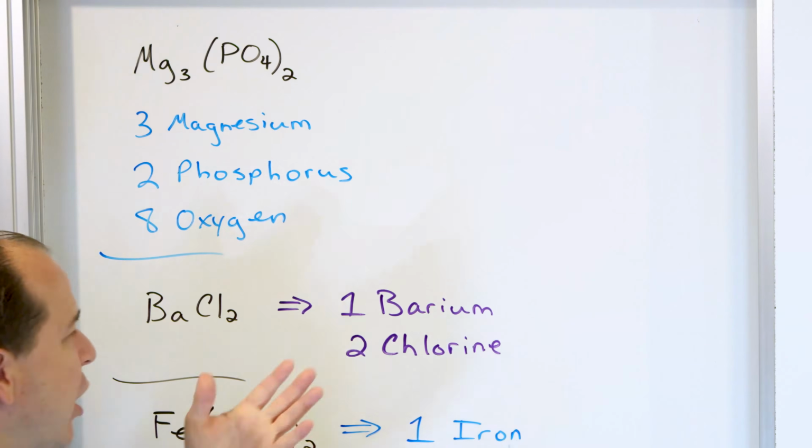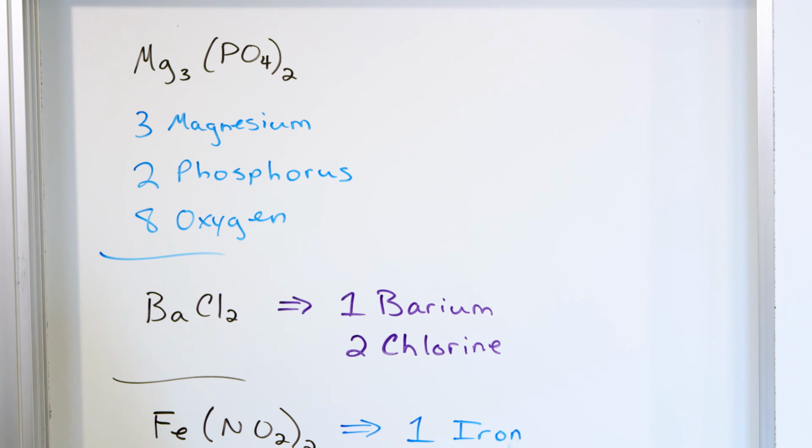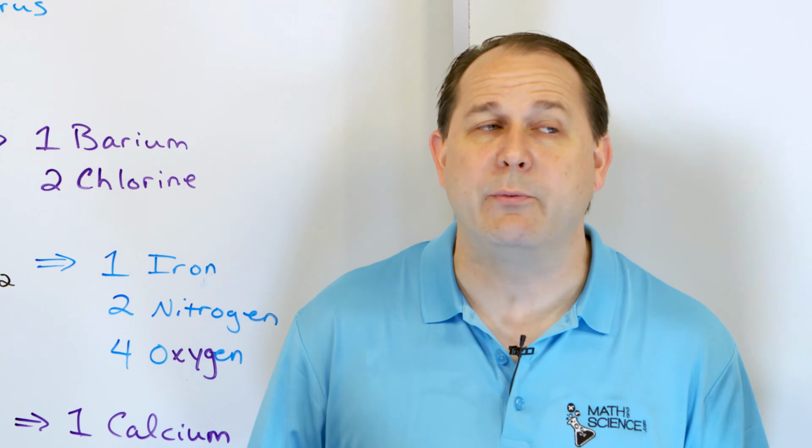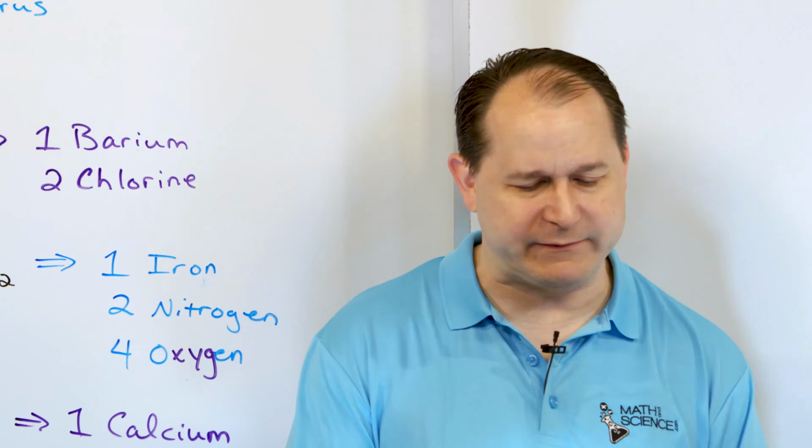So if we know the masses of the bariums and the chlorines, and we know how many of everything there are, then we can add everything up and find the total mass of the substance we're talking about, which is important for chemical reactions. So that's why we're counting atoms.